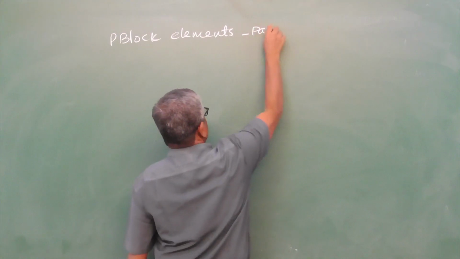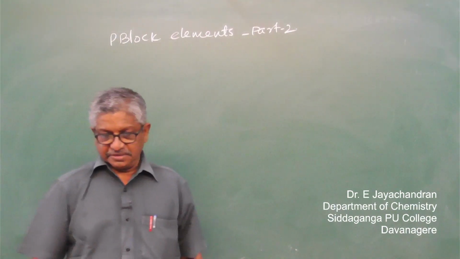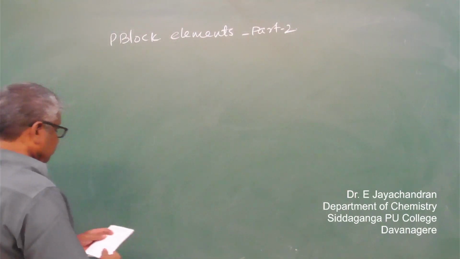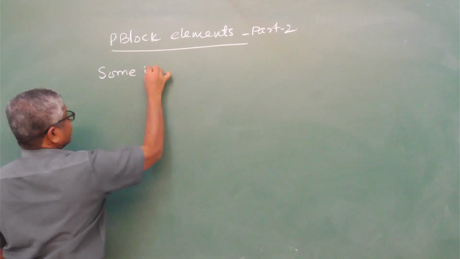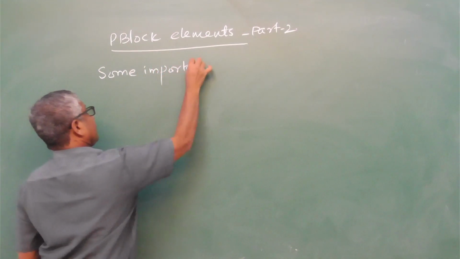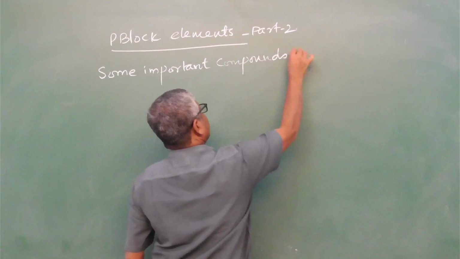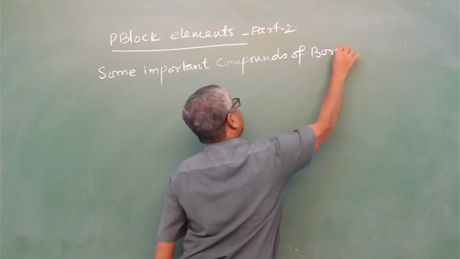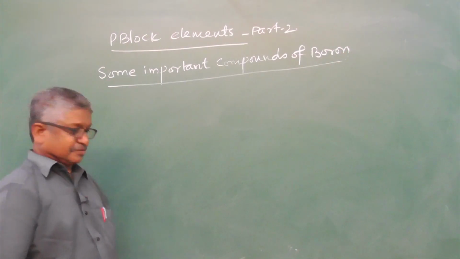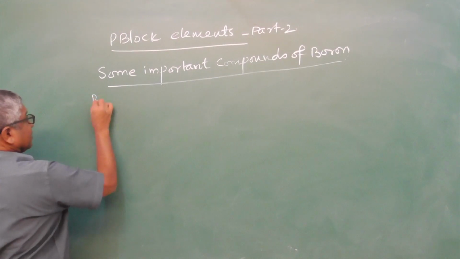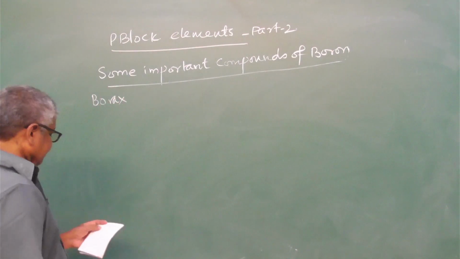Elements. In part 2, we will be seeing some important compounds of boron. The first compound is borax.